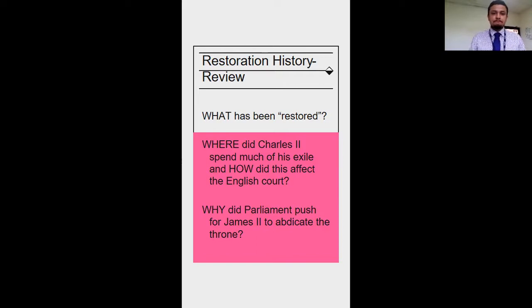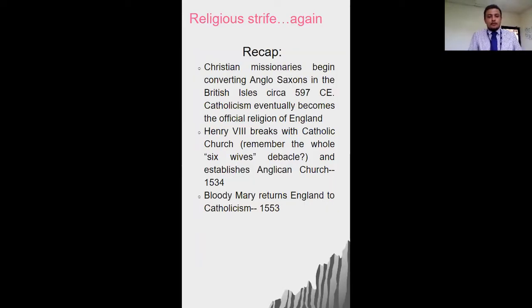Okay, great. We have religious strife in this period of the 18th century in Great Britain. Recapitulation would be, first of all, Christian missionaries begin converting Anglo-Saxons in the British Isles circa 597. Catholicism eventually becomes the official religion of England. And we already explored this from the previous session.